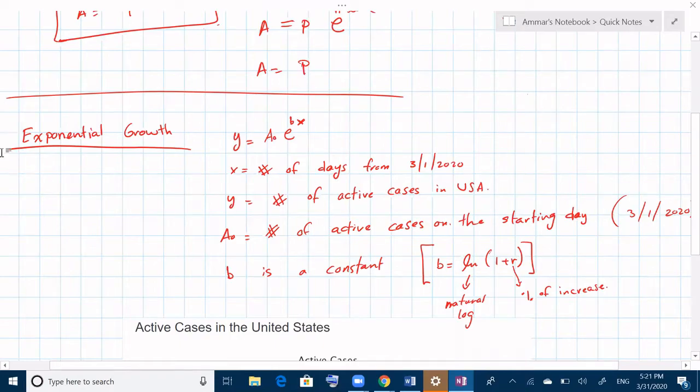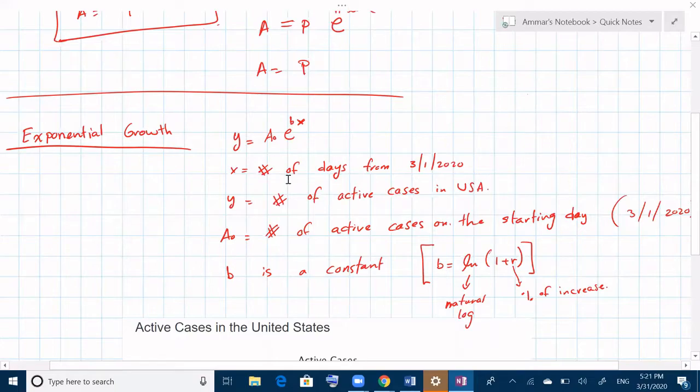To represent this exponential growth, we use this relation: Y is equal to A sub 0 times E to the power Bx. E is a constant, approximately equal to 2.7. And here X represents the number of days from March 1st.